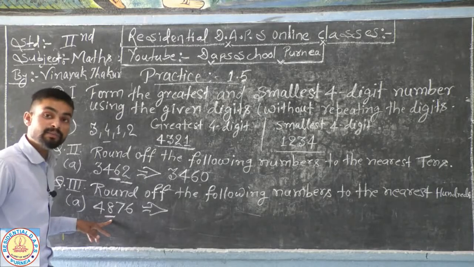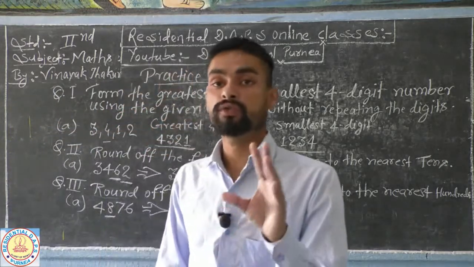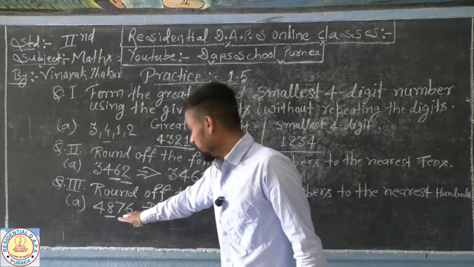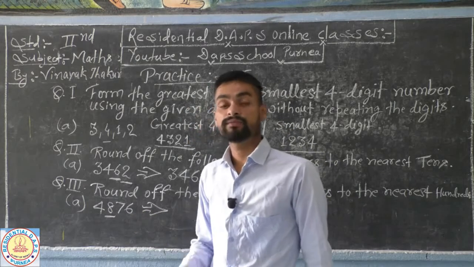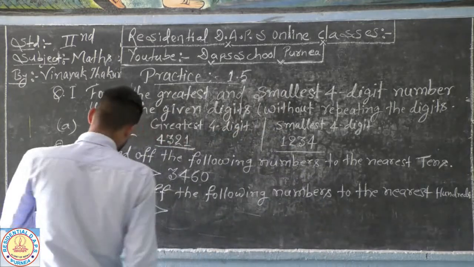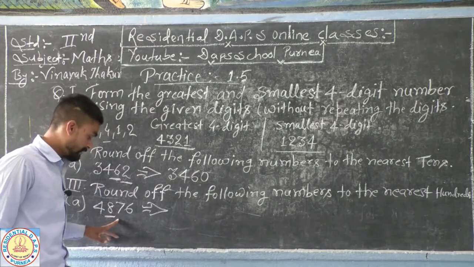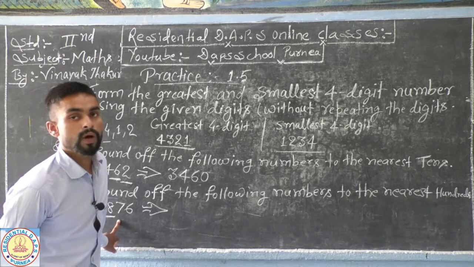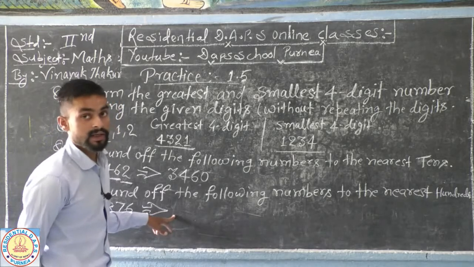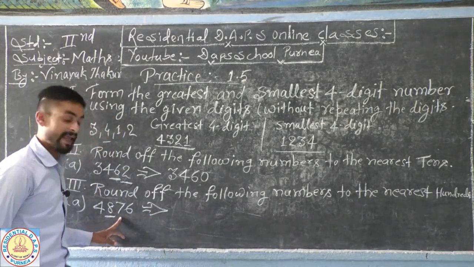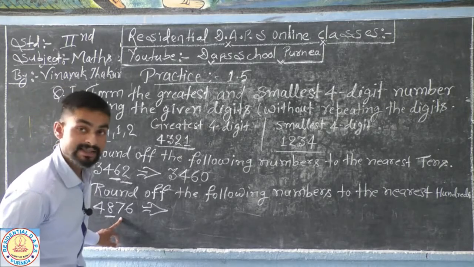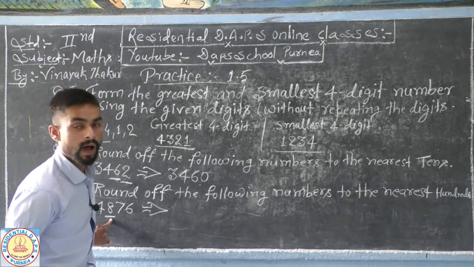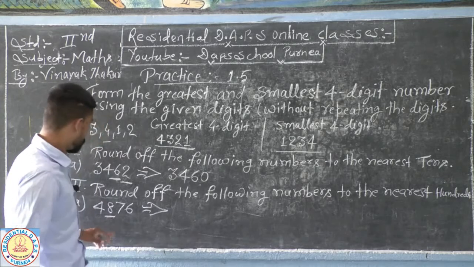So you need to just change its 100 place, but in that question you need to focus on its ones and tens place. So guys, if the numbers are bigger than 50, like 55, 56 up to 100, so this number comes up to 900. If the numbers are less than 50 at its ones and tens place, so this number is less than 100, it means 800s.